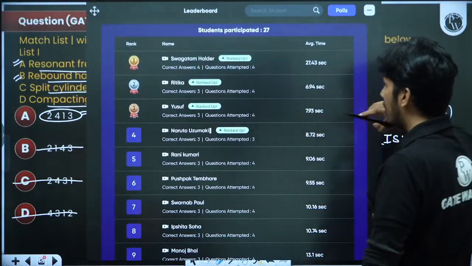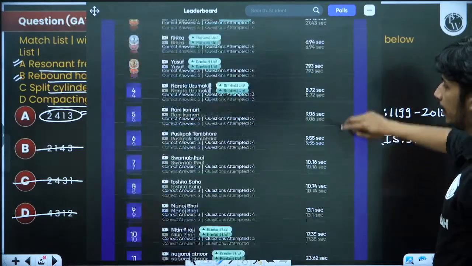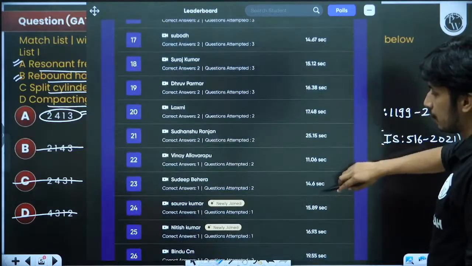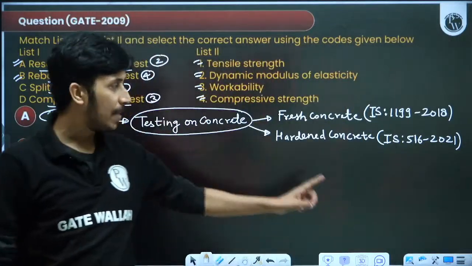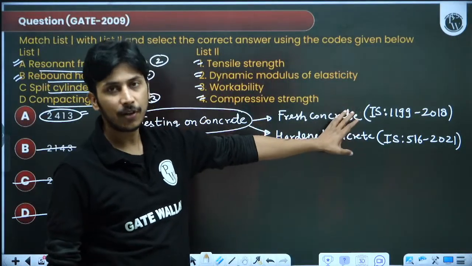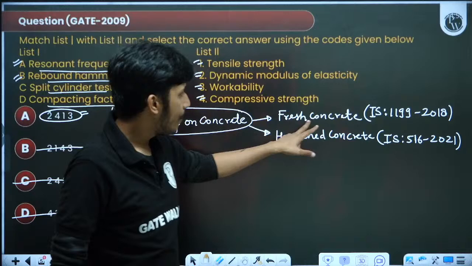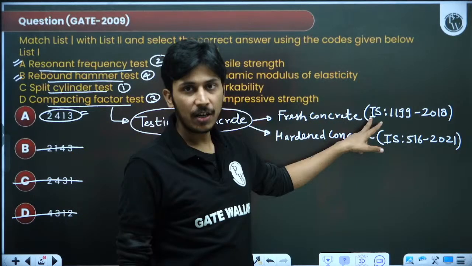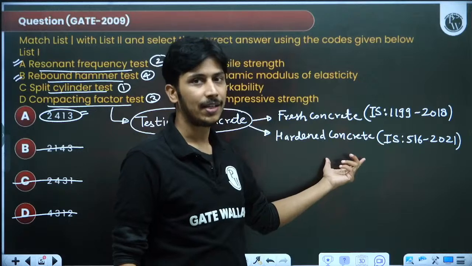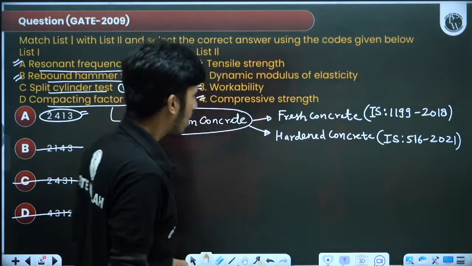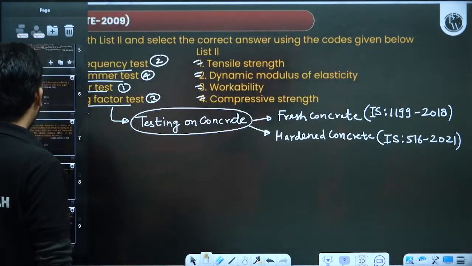So now let's see the leaderboard. Swagatam, Ritika, Yusuf are the top 3, and then these are the other students who are giving answers. Total 27 students are trying. So please read these things. Whatever the test for the fresh concrete, this is actually sampling and testing of fresh concrete. This code is 1199, and IS 516 is for testing the hardened concrete. So always remember, and you can also update this in your notes.